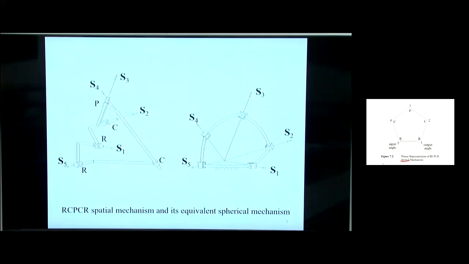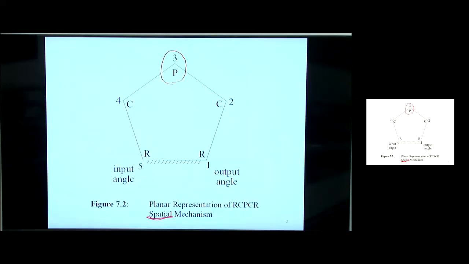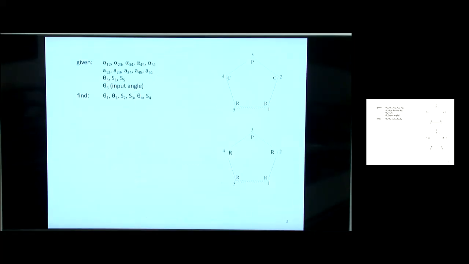So if we take a look at it, we can see that the prismatic is up here at the third, the cylindric, et cetera. So what exactly is our problem statement? I'm going to go ahead and put this on the board. That way we can work our equations and stuff.